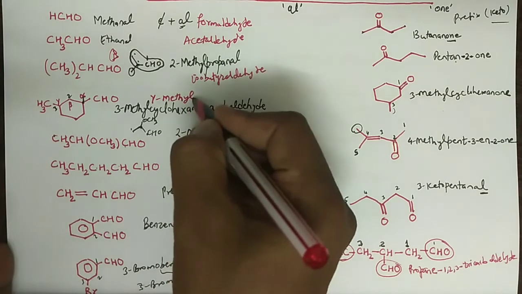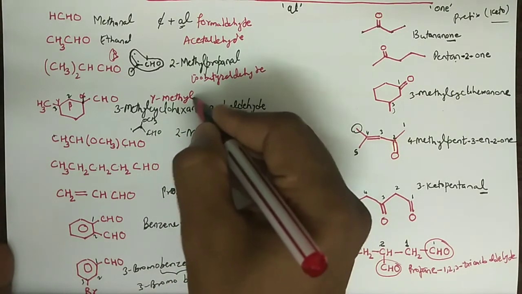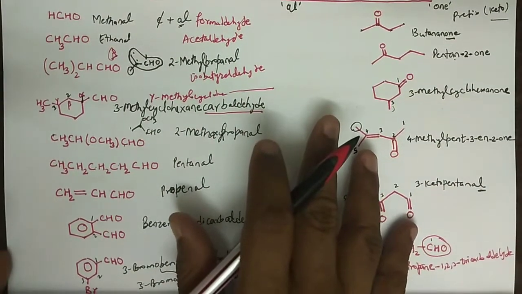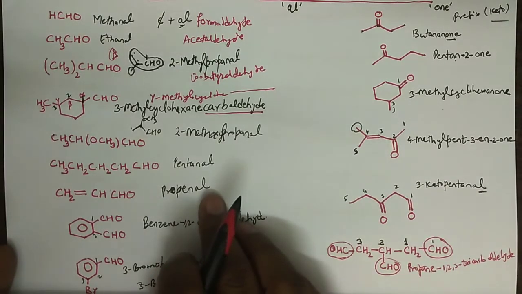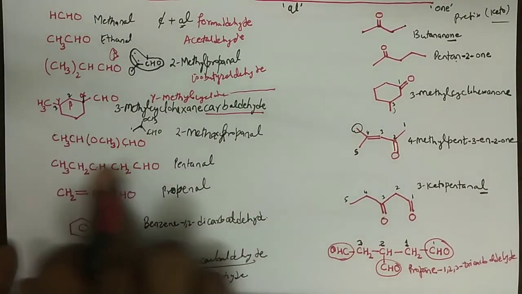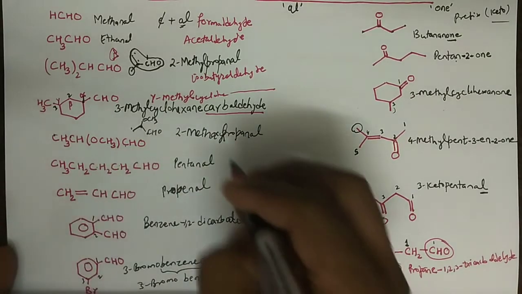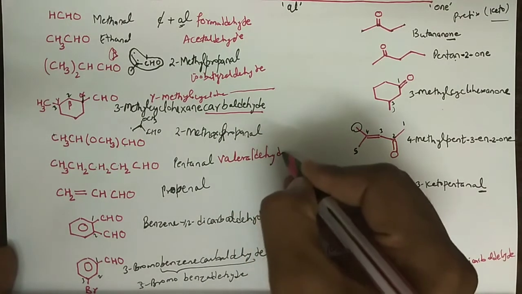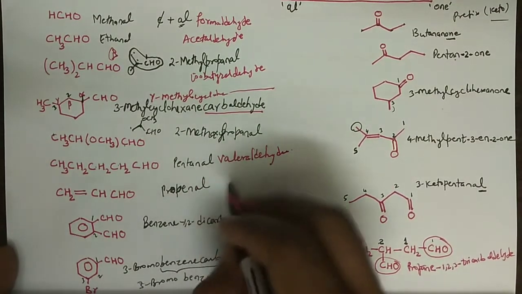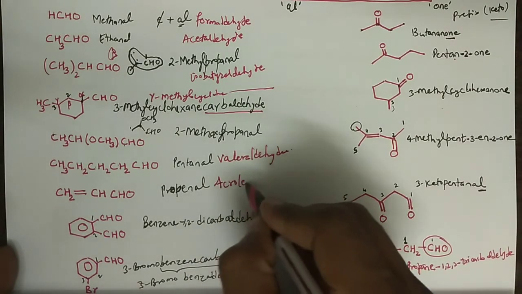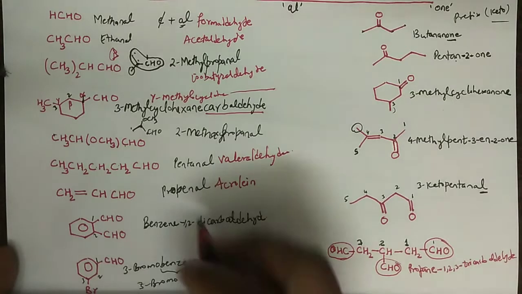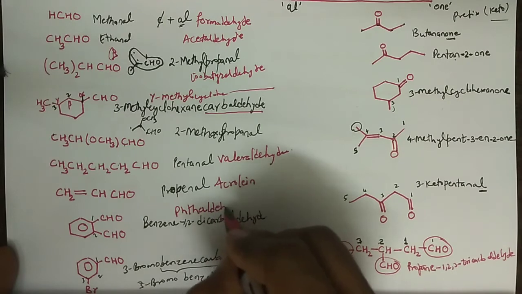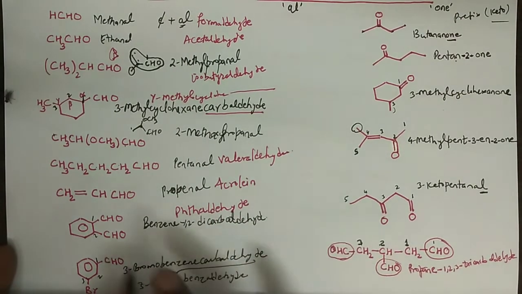So I will call it gamma methyl, it is methyl, gamma methyl cyclohexane carbaldehyde as such, right? And then this compound will be simply pentanal, and this pentanal is known as valeraldehyde, right? And this is known as acrolein, right? Acrolein. This compound is known as phthalaldehyde, right? Phthalaldehyde. And this is metabromo.